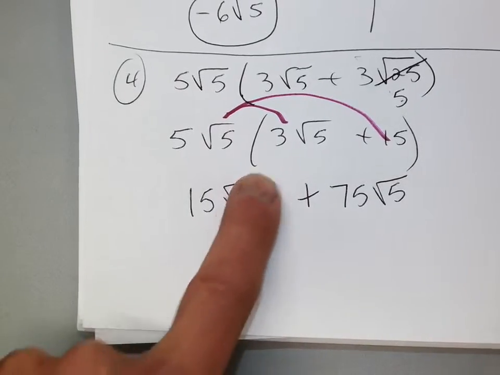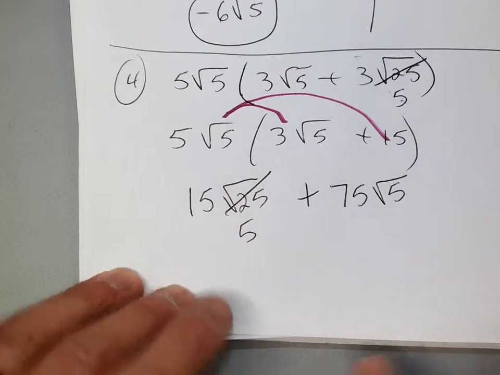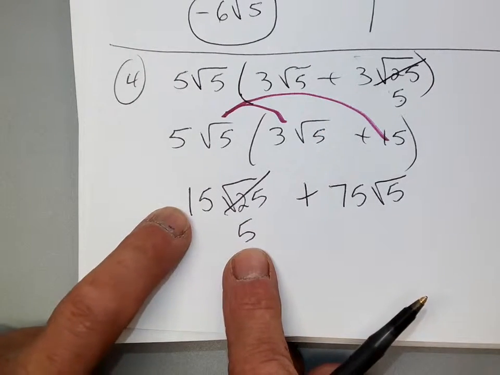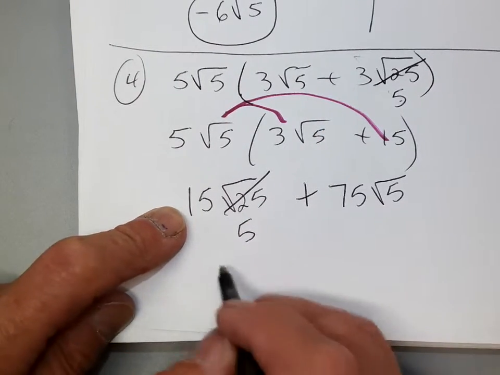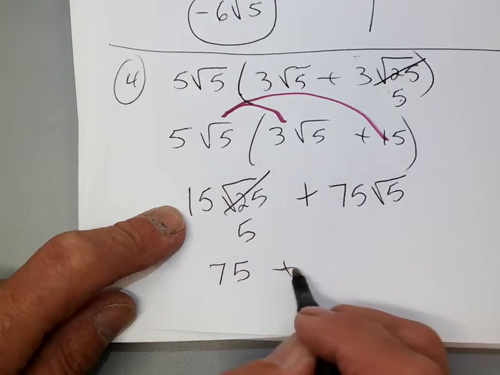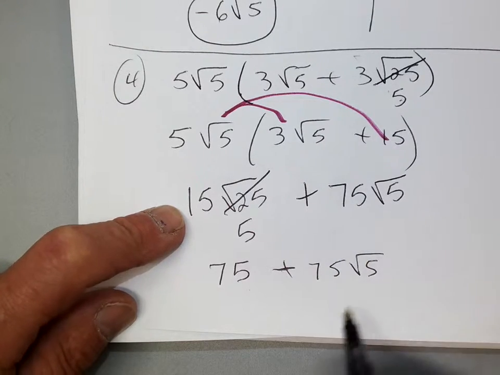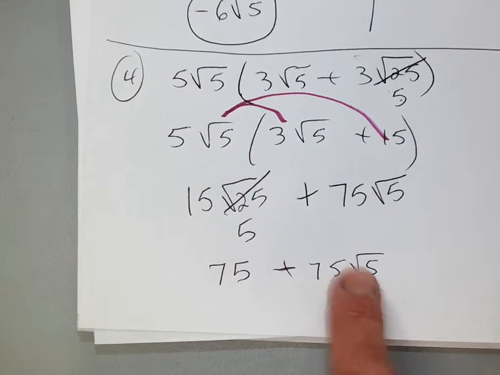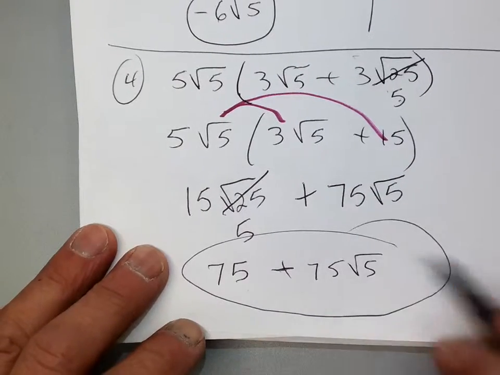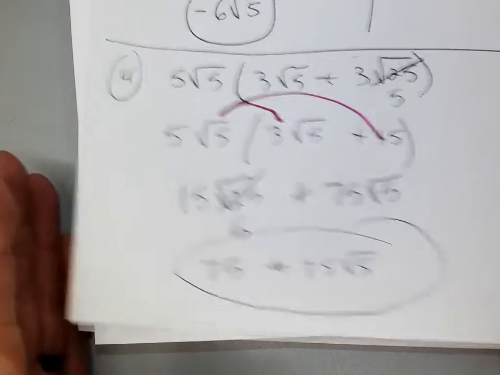I see the square root of 25. It's just plain old 5, right? And then I can multiply whole number with whole number and get 15 times 5 is 75. Regular 75 plus 75 square root of 5. I'd like to add these, but I can't because that's the square root of 5. Okay. Not too bad? Okay, turn the page and we'll do the next one.